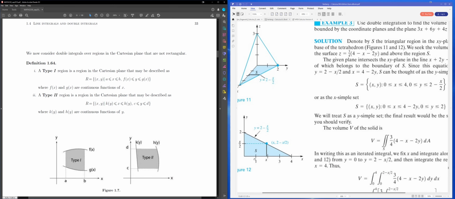As an example, let's consider this triangular region here. This triangular region is a region in the xy plane. And I want to express this as, well, first of all, you want to realize it's not a rectangular region. I want to express it as a type 1 region, and it turns out that this I can also express as a type 2 region. So let's do the type 1 region first.